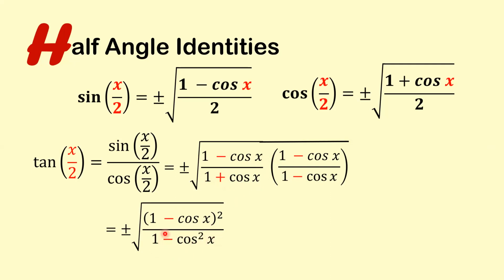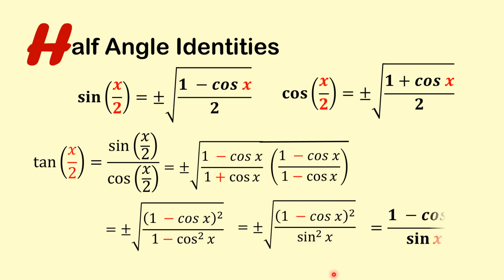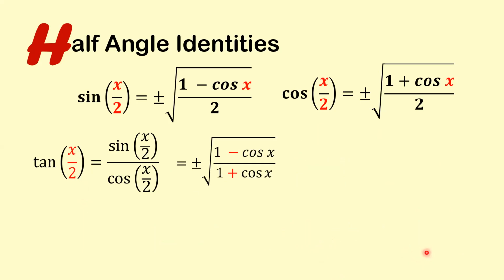Ano nga yung 1 minus cosine squared? That will be sine squared, no? And that is already a perfect square. Sine squared, anong square root niya? It's just sine x. Ito din, perfect square, nilabas mo sa radical. So it's 1 minus cosine x all over sine x. So that's tangent of x over 2. Okay? 1 minus cosine all over sine. Yan, kung gusto natin na in terms of sine and cosine.